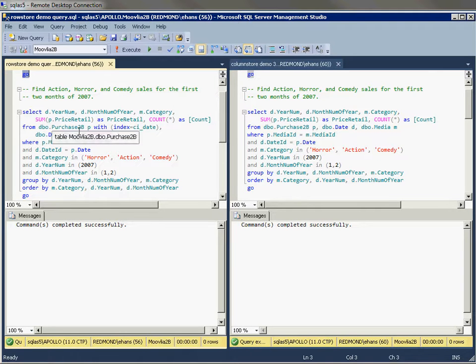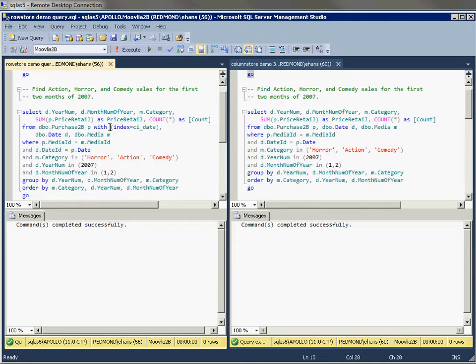I have a 2 billion row fact table in this database. It's called purchase 2B. There are a couple of dimension tables as well, the date dimension and media dimension. And here's a classic kind of star join query with grouping and aggregation that's typical of what you'd see in a data warehouse or a data mart reporting application.